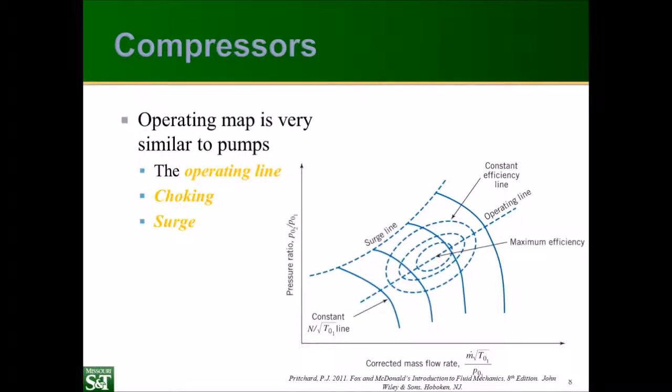Surge, where you can see the surge line on the graph here, is caused by an adverse pressure gradient on compressor blades. And basically what happens is boundary layer separation and significant vibration. So you can get a lot of loud vibrations that can damage the compressor. So we try to not operate very close to that surge line so we don't have to shut the compressor down for repairs.